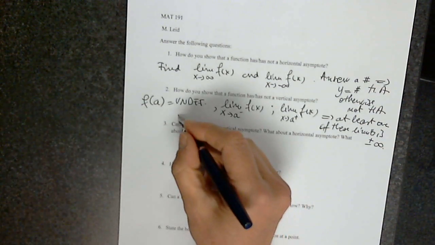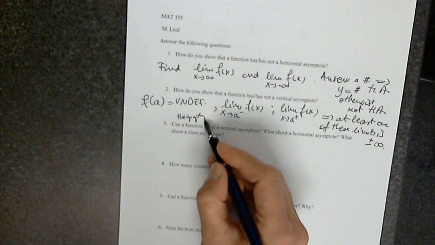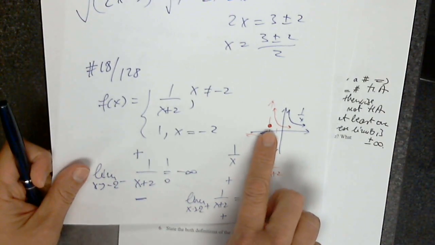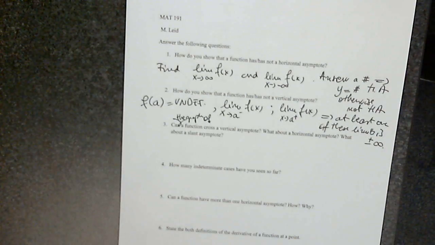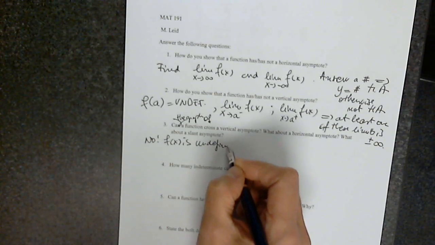Can the graph of a function cross a vertical asymptote? No, the graph cannot cross it. It may be defined like this, but the function itself can never cross a vertical asymptote, because f of x is undefined there.